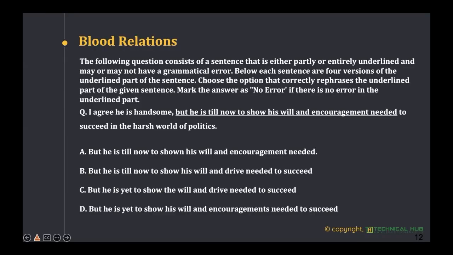Now, the following question consists of a sentence that is either partially or entirely underlined, that may not be the same as it is. Now, I agree he is handsome, but he is till now to show his will and encouragement needed to succeed in the harsh world of politics. But he is till now, this is the major mistake here. But he is till now to shown, wrong.